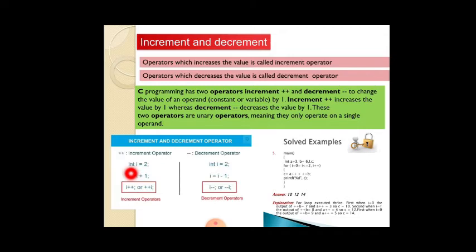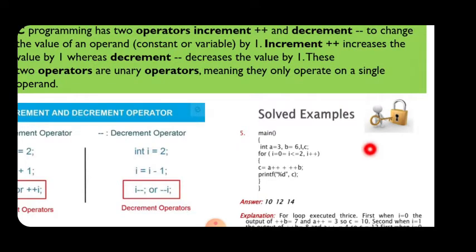For increment, int I is equal to 2, I is equal to I plus 1, or I plus plus, or plus plus I. For the decrement operator, int I is equal to 2, here we have used only one variable, I is equal to I minus 1, or I minus minus. They are the decrement operators. So a nice example I have given here.